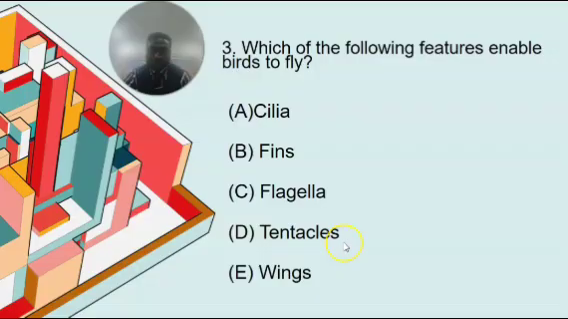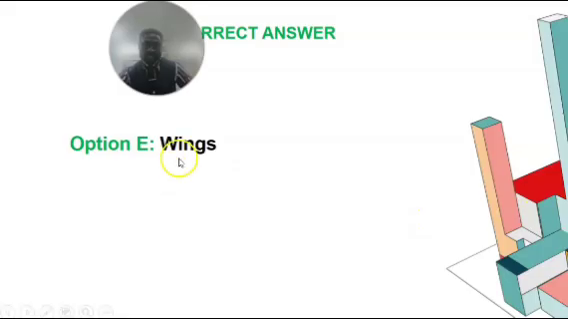Then tentacles, of course, some other organisms possess tentacles, like the octopus. It possesses tentacles. So the beating of the tentacles on the surface of water makes it move from one point to another. And most octopus have 8 tentacles. So for this question, the correct answer is wings. Only birds possess these features or characteristics. So the correct answer is wings. Then we'll now move to question 4.